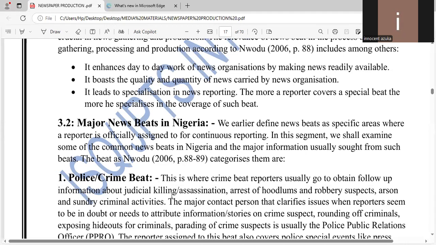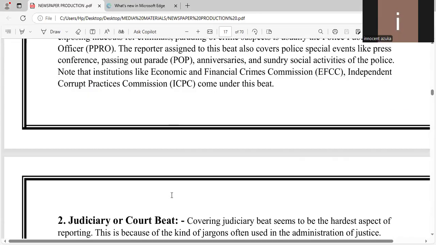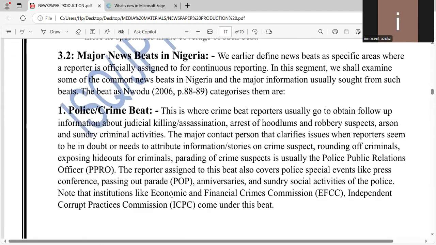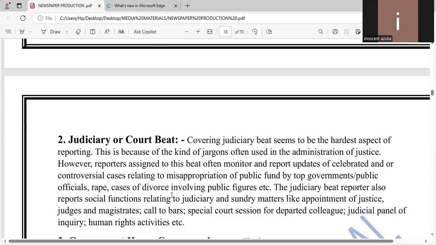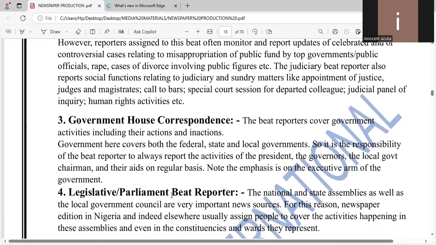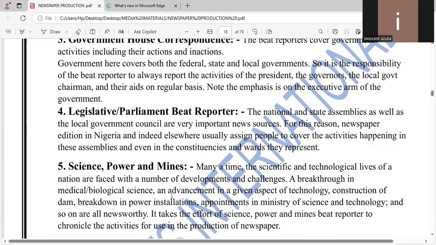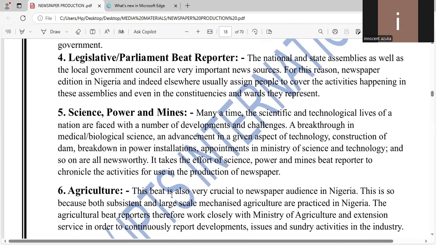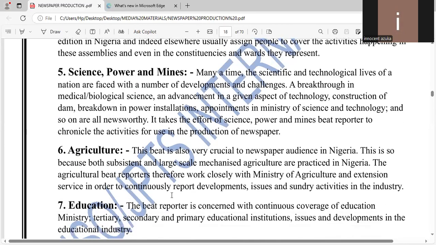The major information usually, how do we get it? Police or crime beats, where we can get sources for news through police or crime beats, judiciary or court beats, government house correspondence, legislative, parliament beat reporters, science, power or mines.